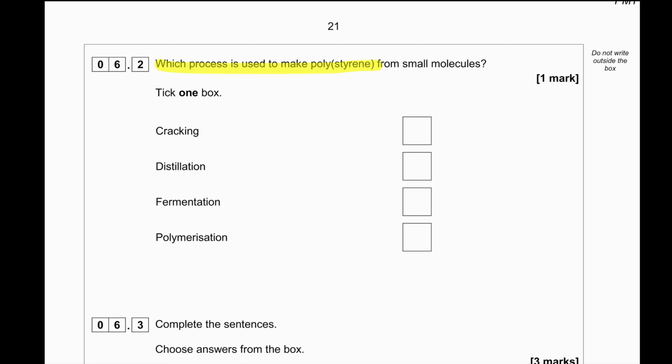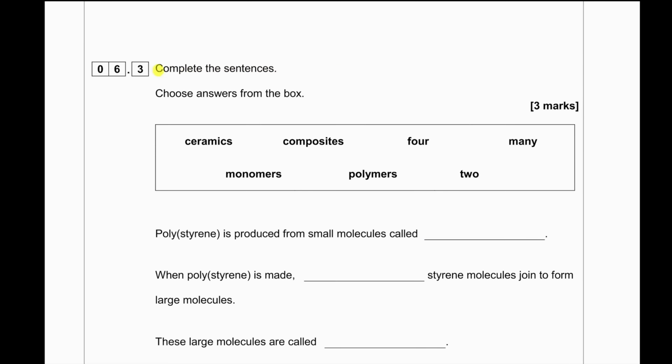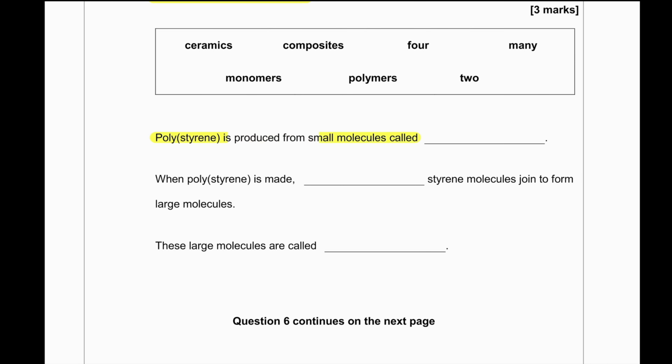Which process is used to make polystyrene from small molecules? From small molecules to large molecules, or polymers, that means we'll have a polymerization. Complete the sentences. Choose the answer from the box. Polystyrene is produced from small molecules called monomers, because it's a polymer, so it's going to be made from monomers. When polystyrene is made, many styrene molecules join to form large molecules, because in a polymer we have many monomers joined together.